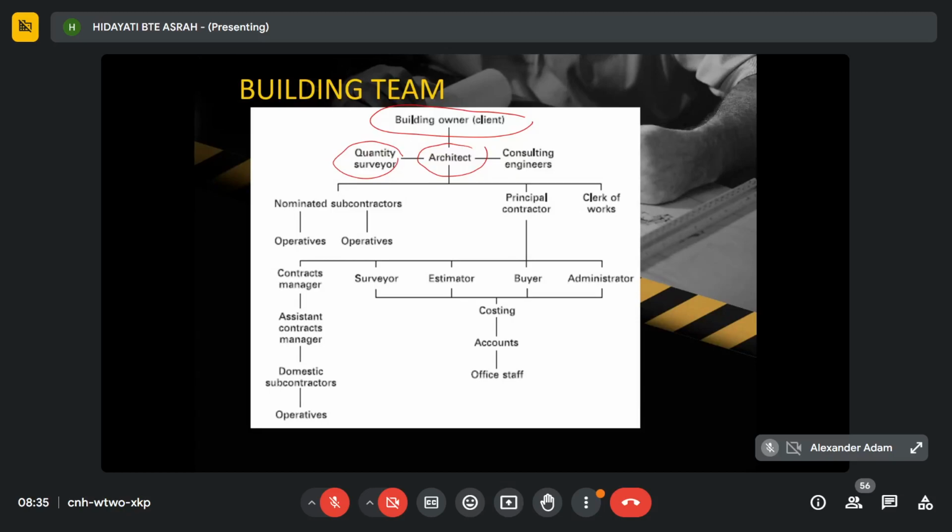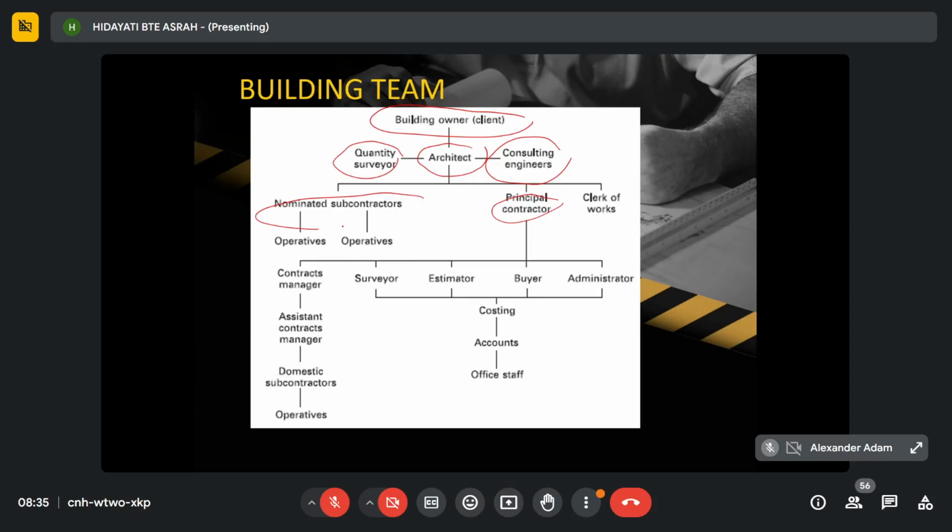And then we have the consulting engineer. The consulting engineer will liaise with the client to plan and design the construction project and also supervise the construction activities. So that is the top 3. The top one is the owner, and then the quantity surveyor, architect, and consulting engineer. Then it follows with the principal contractor and nominated subcontractor. The contractor is responsible for the implementation and operation of the building construction.